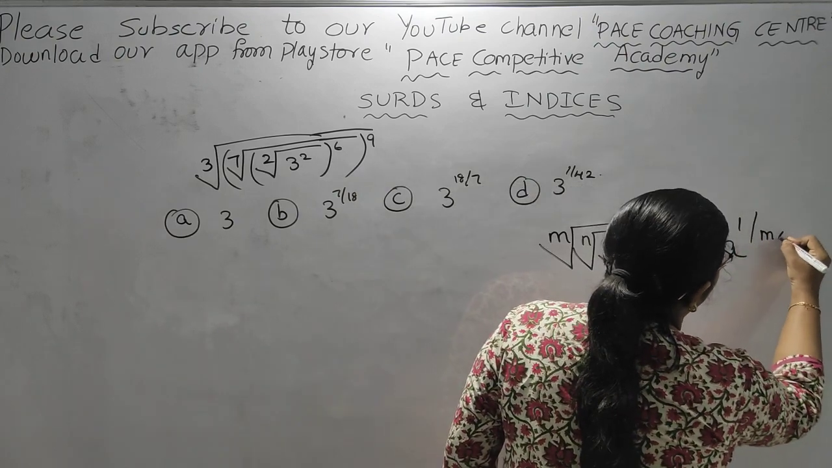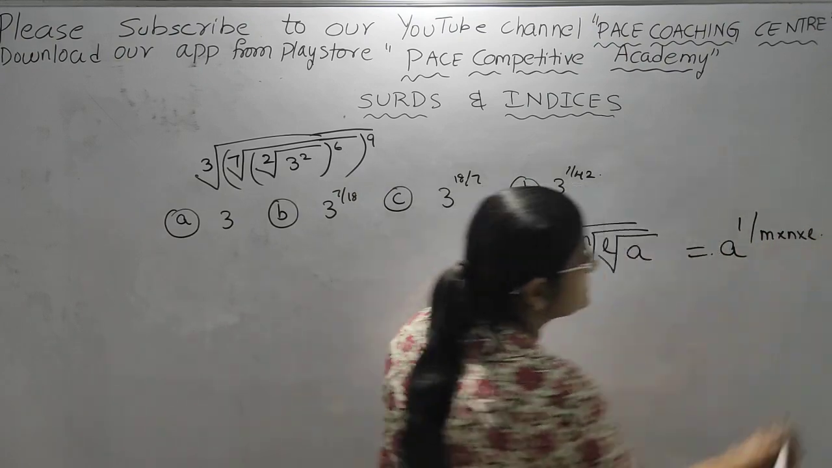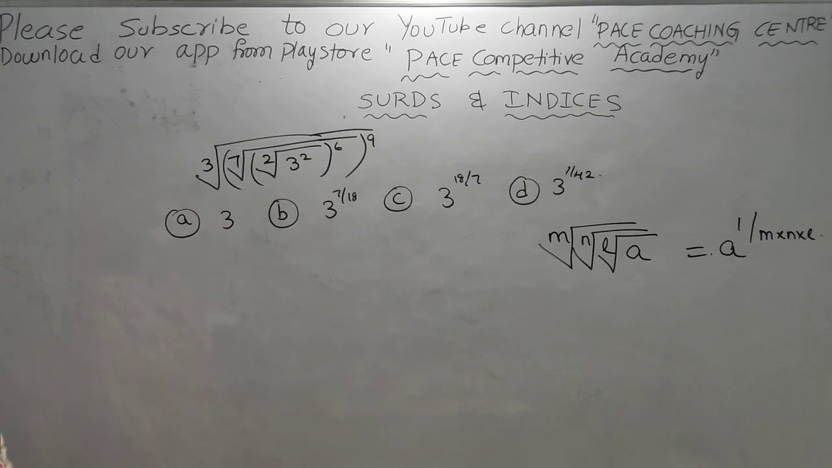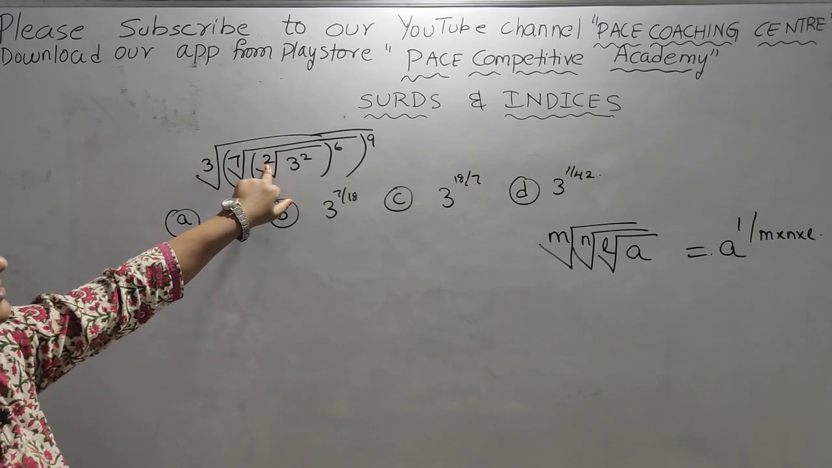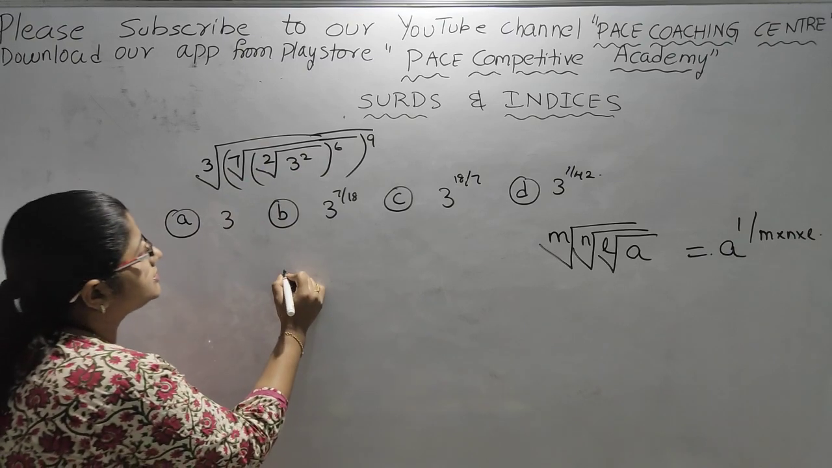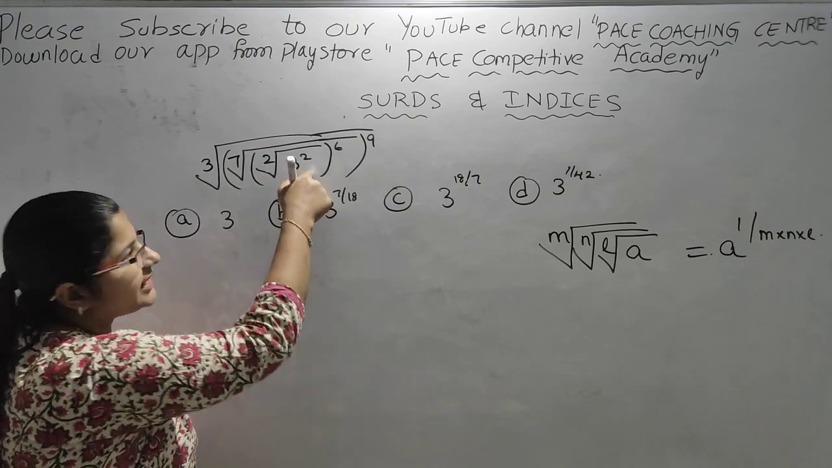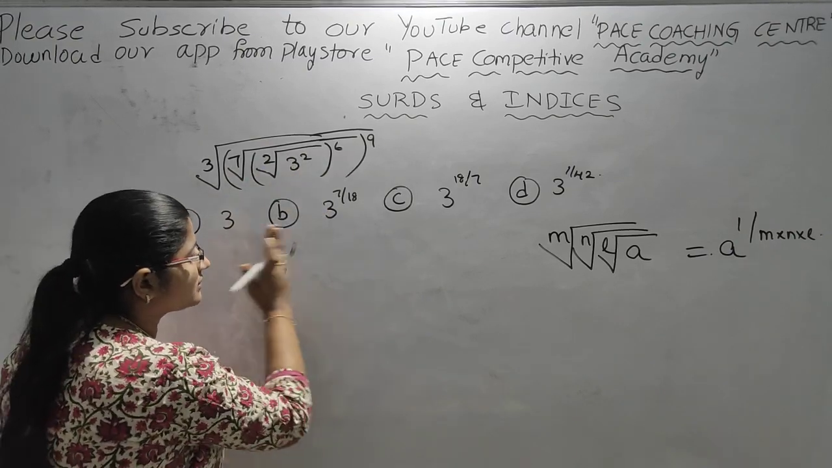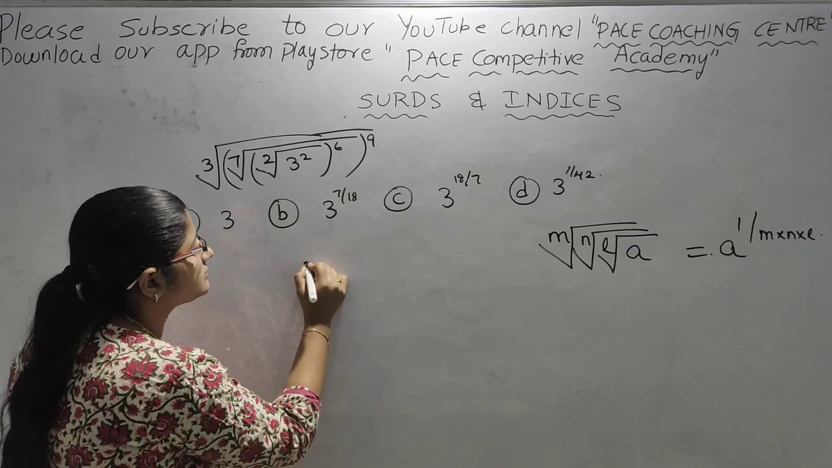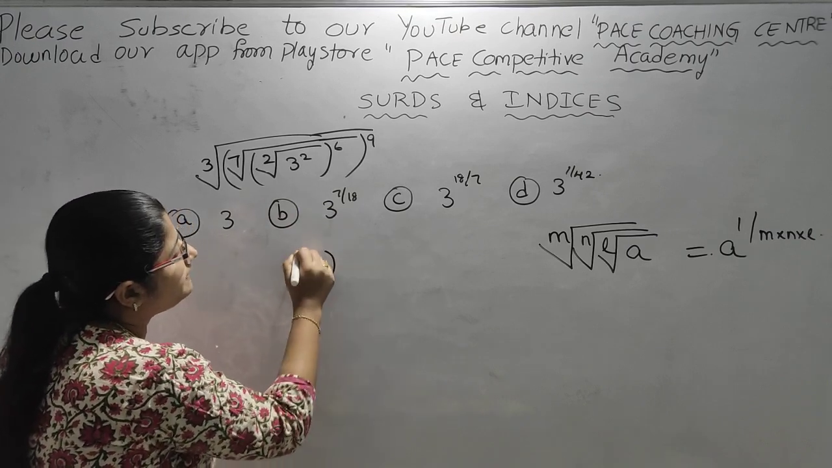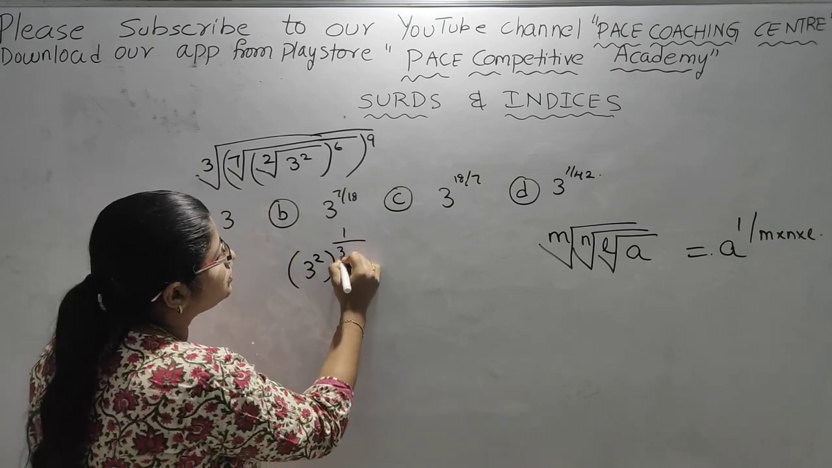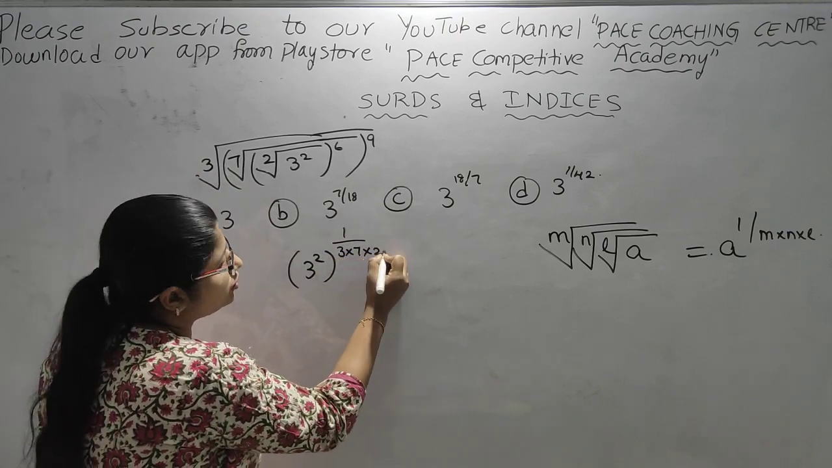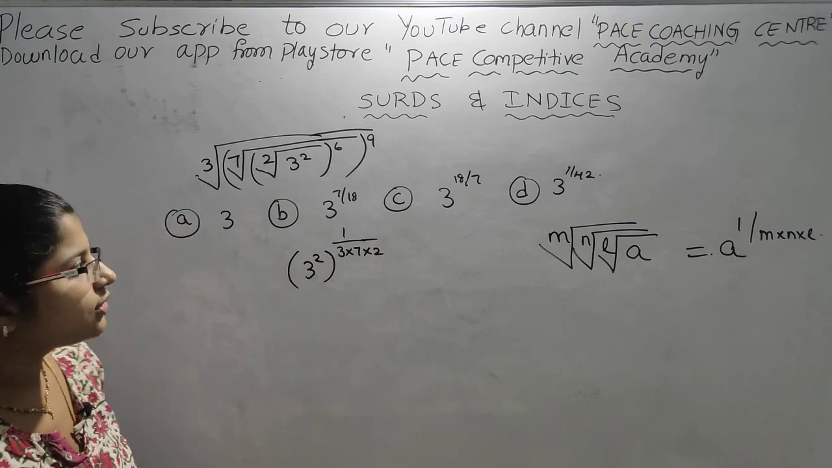M into N into L. So this is the answer. In the same way, see here, the roots are 3, cubed root, 7th root, second root, right? So 3 square is the inside value number. Okay. 3 square whole power 1 by 3 into 7 into 2. These are the roots.